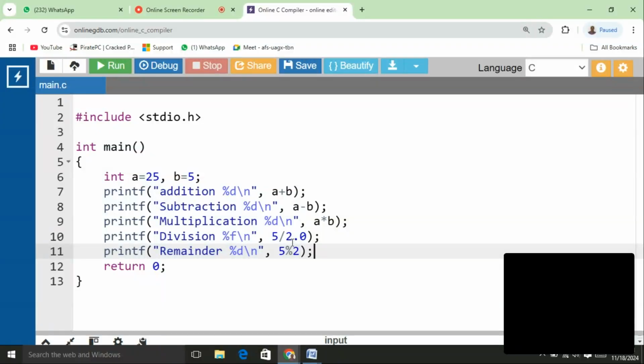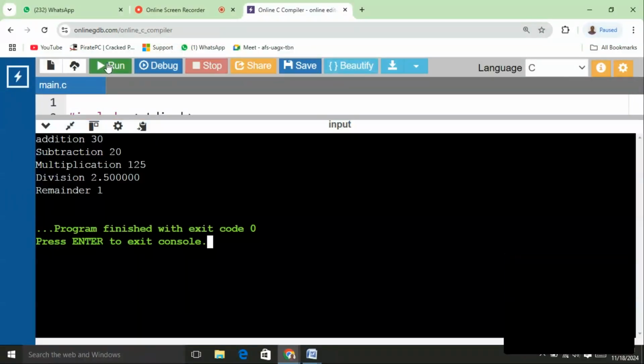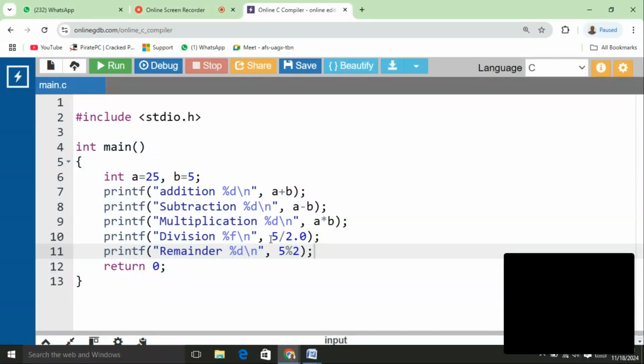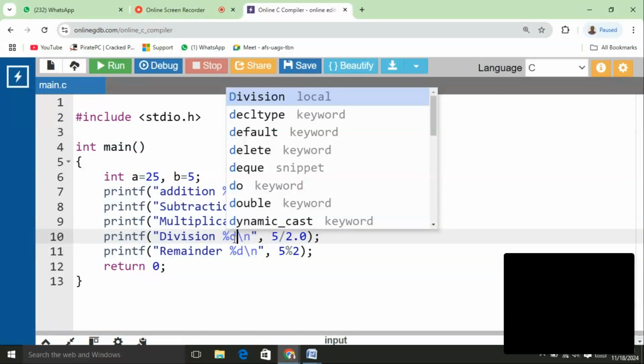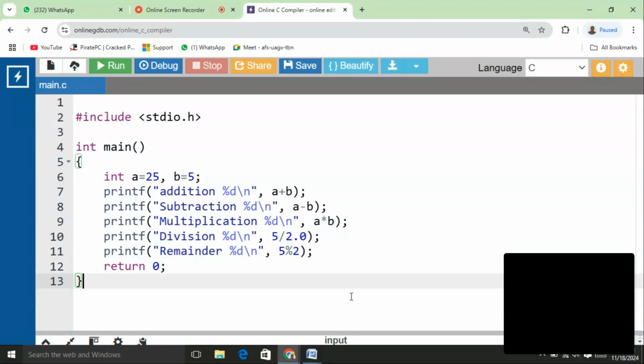In C language there is one concept, typecasting. I will discuss it in a separate video. Please observe the output now. Now it is 2.5, that is okay. By this experiment, we know that the slash is integer division. Suppose I write 5 by 2.0 and use the integer format specifier here.